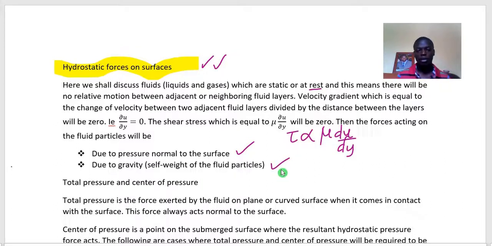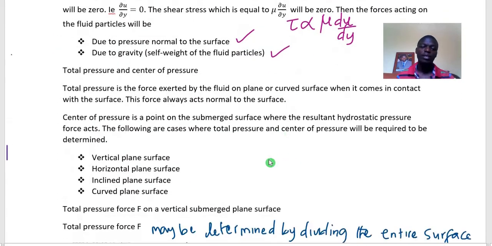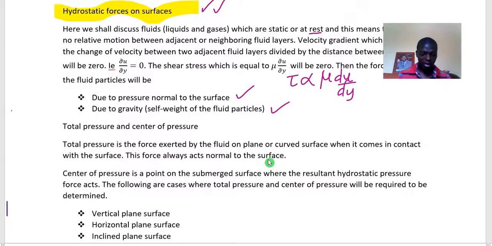of the fluid particles. So when this force acts on the surfaces, there is what we call total pressure, or the resultant force exerted by these pressure forces on the surface. It can be defined therefore as the force exerted by the fluid on the plane or curved surface when it comes in contact with the surface. This force is always acting normal to the surface, whether plane or curved.